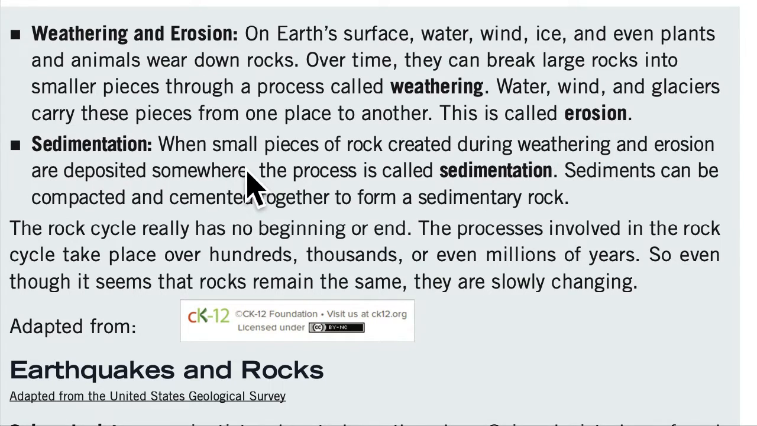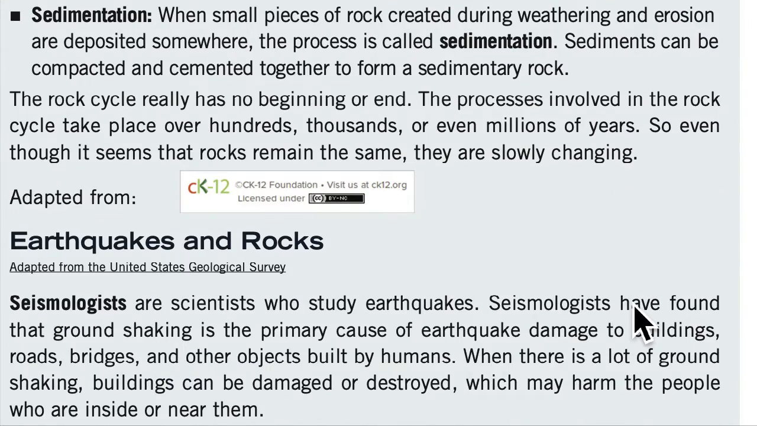Sedimentation. When small pieces of rock created during weathering and erosion are deposited somewhere, the process is called sedimentation. Sediments can be compacted and cemented together to form a sedimentary rock. The rock cycle really has no beginning or end. The processes involved in the rock cycle take place over hundreds, thousands, or even millions of years. So even though it seems that rocks remain the same, they are slowly changing.